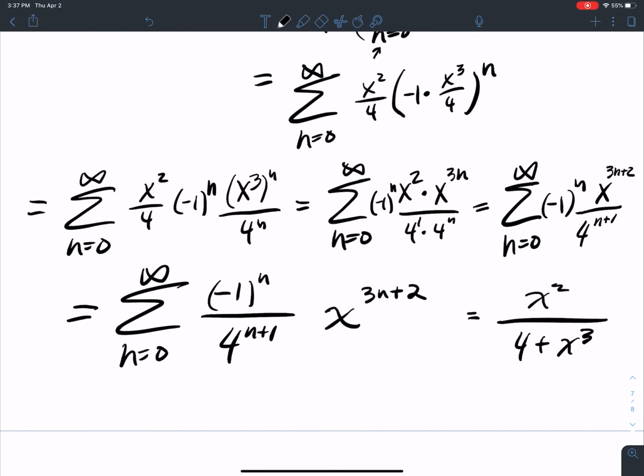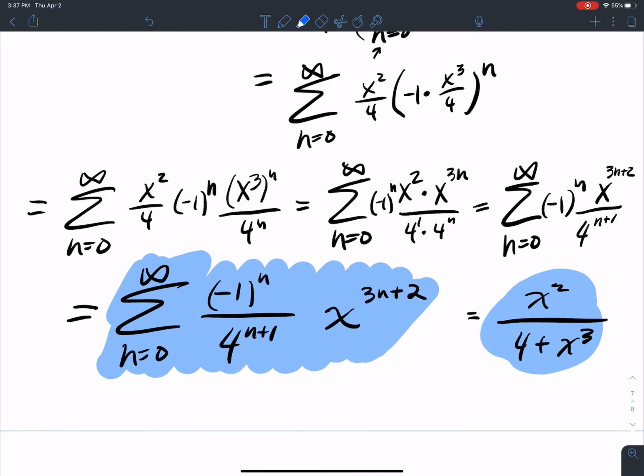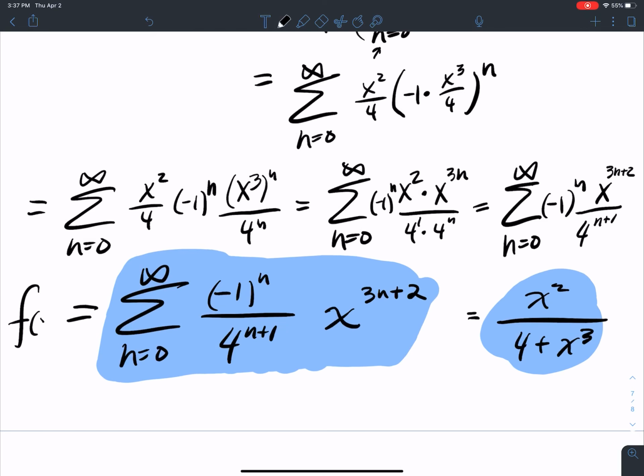Now you can run through the test yourself. When you do, you're going to work through and figure out what the interval of convergence is. And I challenge you to see if you can get it. And this function right here is only equal to this series on that interval of convergence. So it's only defined on that interval of convergence.